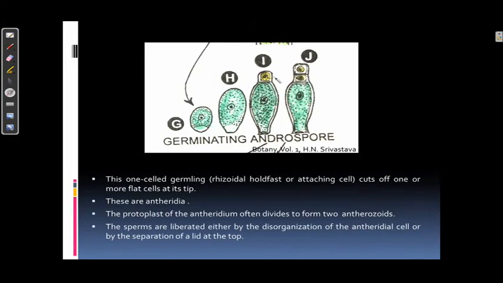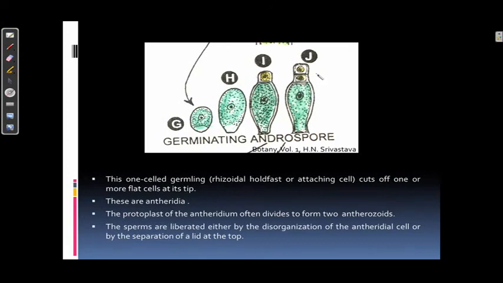the protoplasm and the nucleus of the antheridium divide to form two nuclei. That nuclei along with the protoplasm changes to form antherozoid. Therefore, each antheridium produces two antherozoids. This is what we have already studied in Macrandrous species, that in each antheridium, two antherozoids are formed.